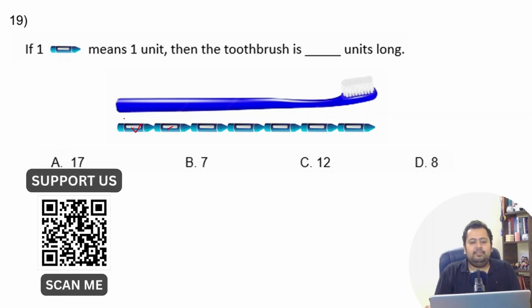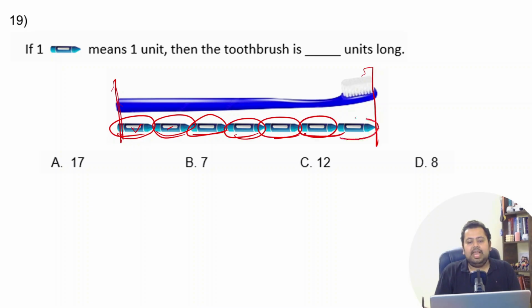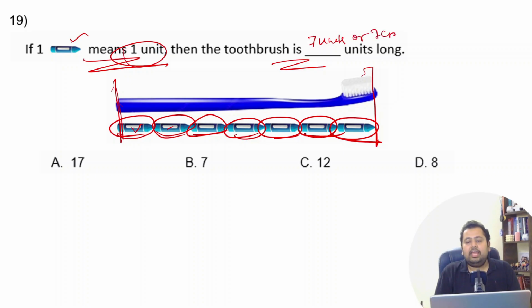Great. I think it's an easy one. So you see the overall length of the toothbrush is this, and within this, how many crayons are being kept? This is one, this is two, three, four, five, six, and seven. So if one crayon is one unit, then the toothbrush is nothing but 7 units or 7 crayons long, right? So option number B is the correct answer.